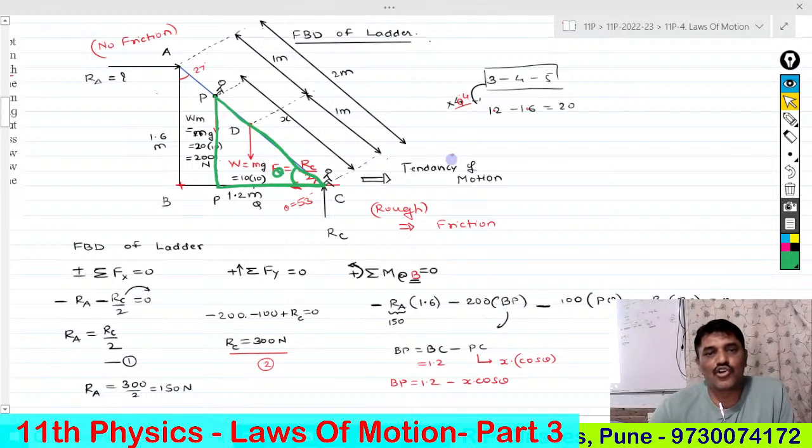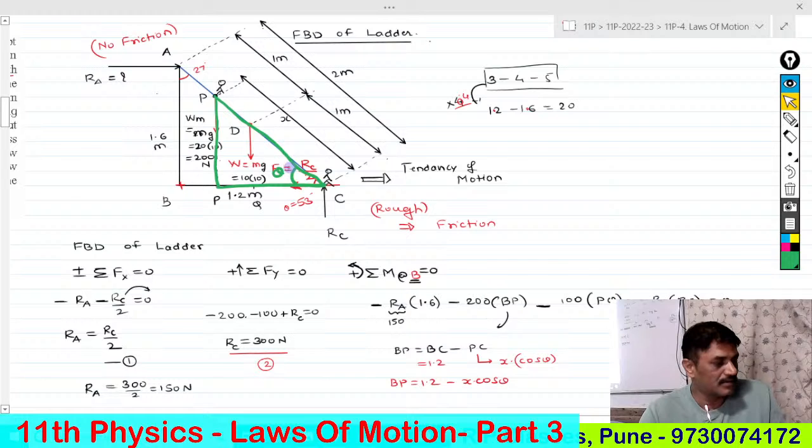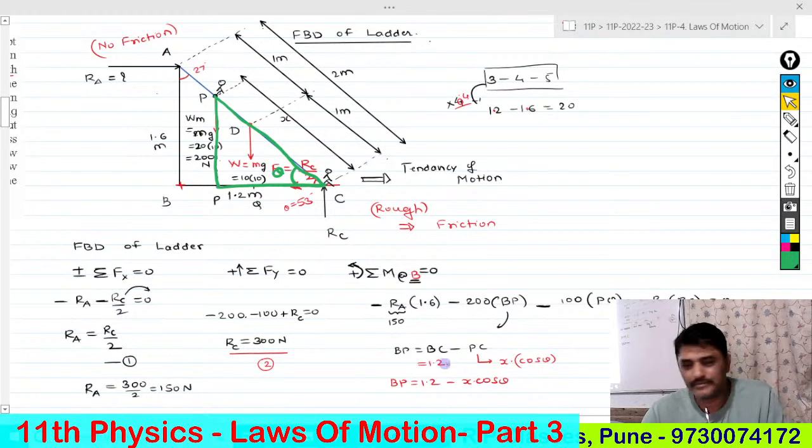Correct? But cos of 53 we already know. Correct? Any doubts about that? समझ में आ रहा है? ठीक है? 1.2 and so this is BP. How do I find out PQ now? PQ is here. ये रहा PQ. Right? It is x cos and I'll have to find out what is QC also. QC नहीं चाहिए मुझे, PQ या BQ चाहिए.